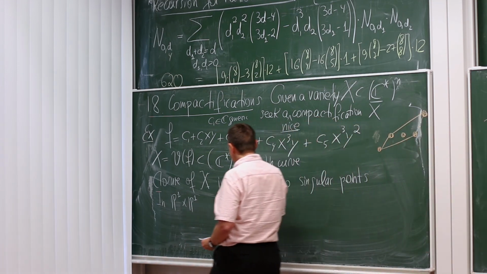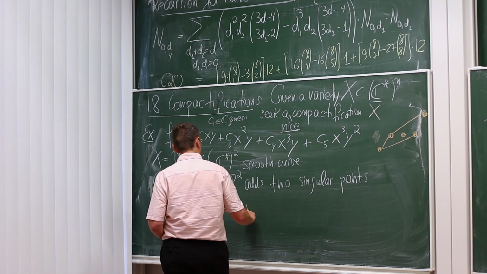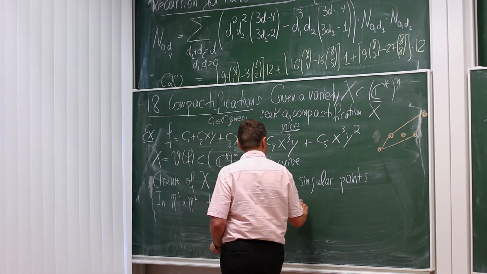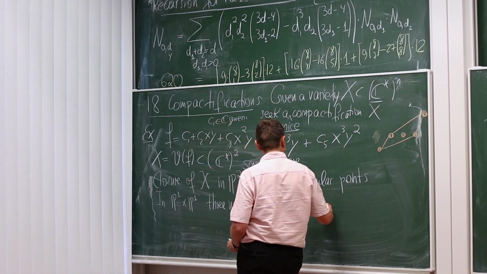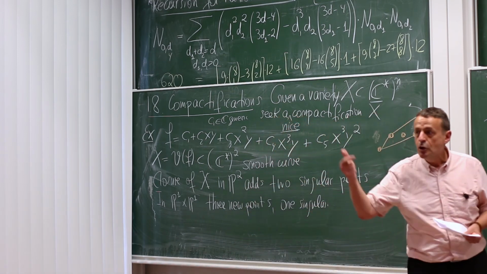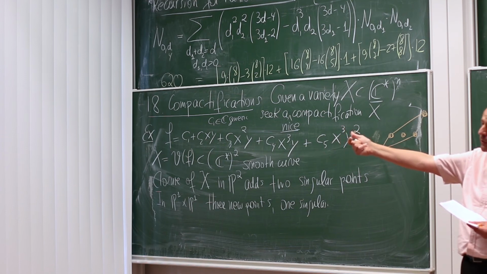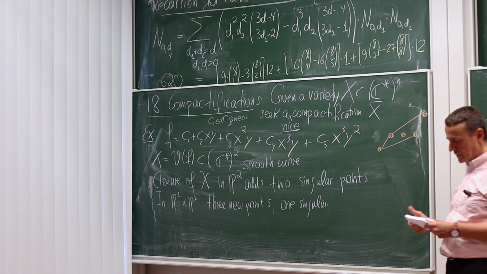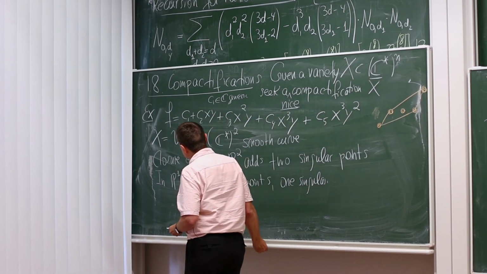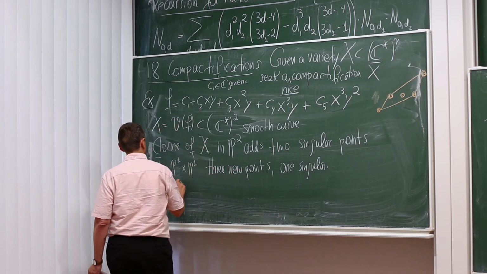Now that adds 3 new points. That throws in 3 new points. But one of them is still singular. Right? So you've created a compactification with 3 additional points. Two of these are good in the sense that the curve will now be smooth at those 2 points, but one of them is still singular. But the best thing to do is to use the so-called tropical compactification.